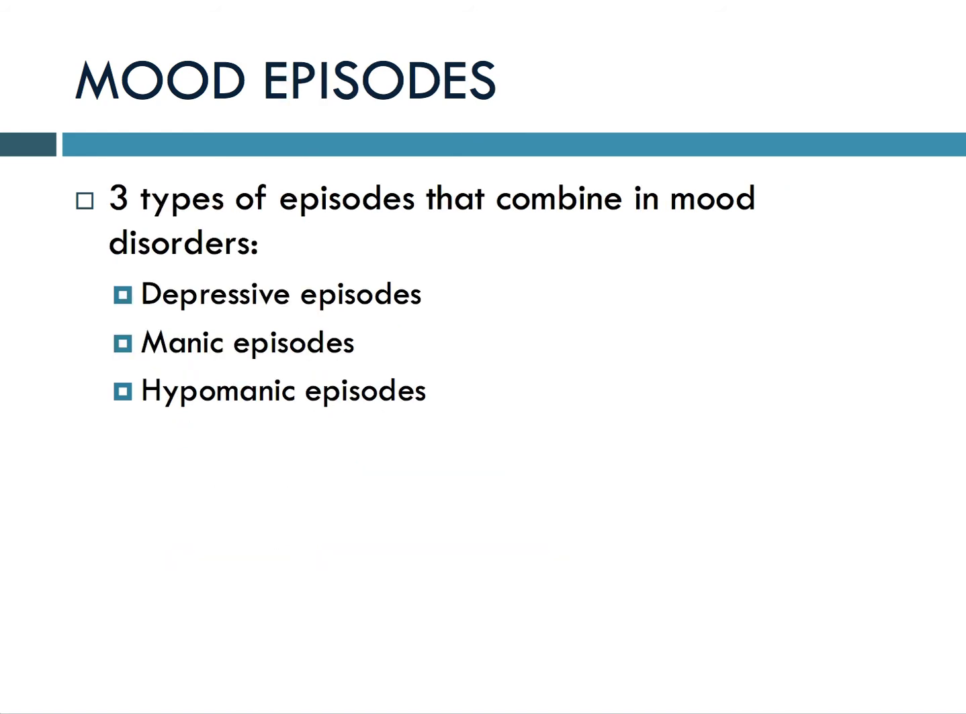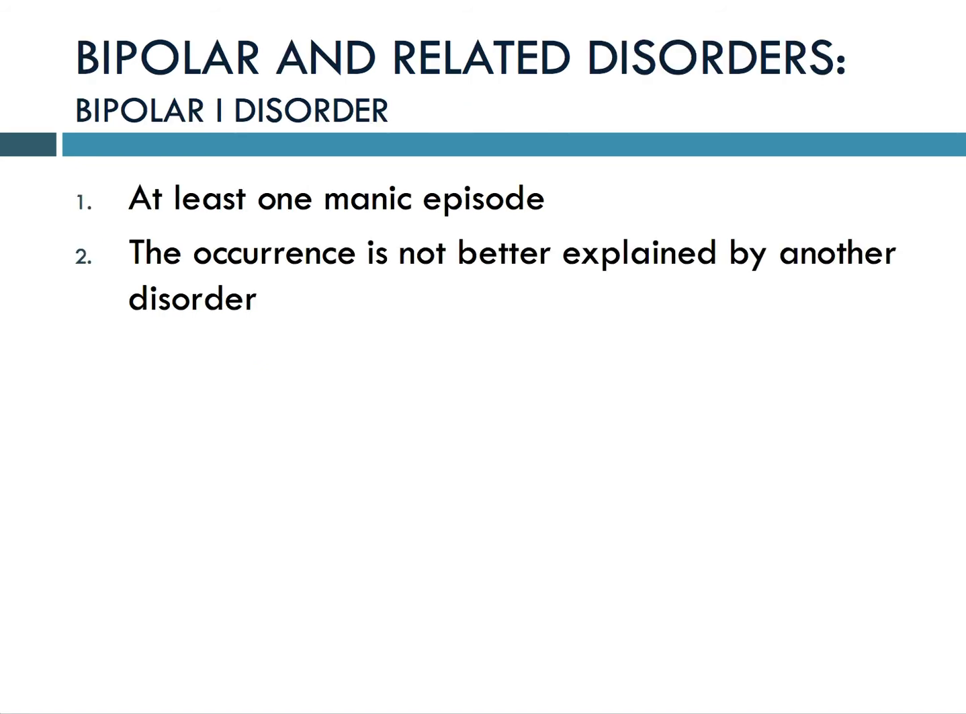As you may recall, the DSM specifies 3 types of episodes, the presence or absence of which serves as the diagnostic criteria for a number of mood disorders, like depressive episodes, manic episodes, and hypomanic episodes. In order for someone to be diagnosed with bipolar 1 disorder, he or she must have experienced at least one manic episode, the occurrence of which cannot be better explained by another disorder.